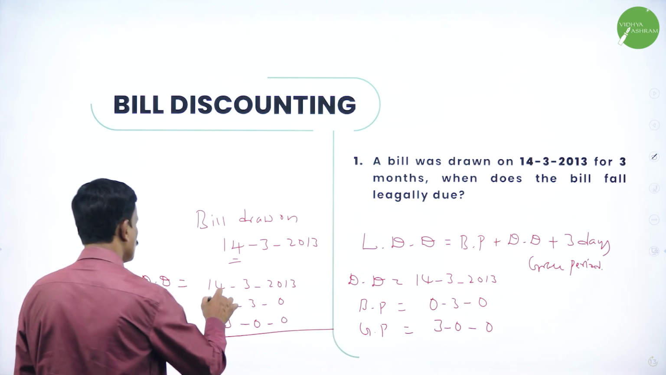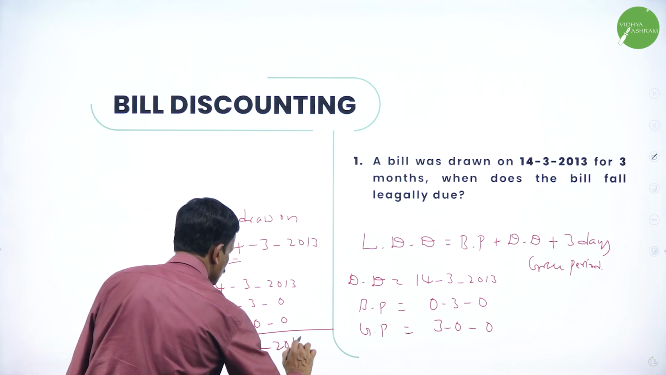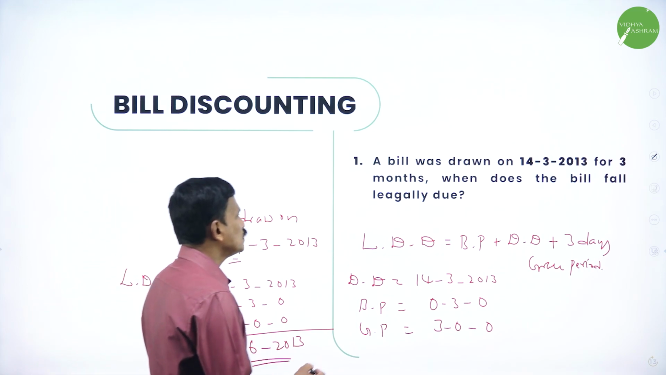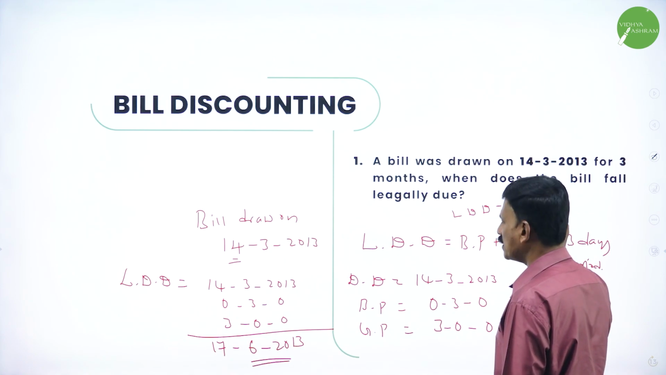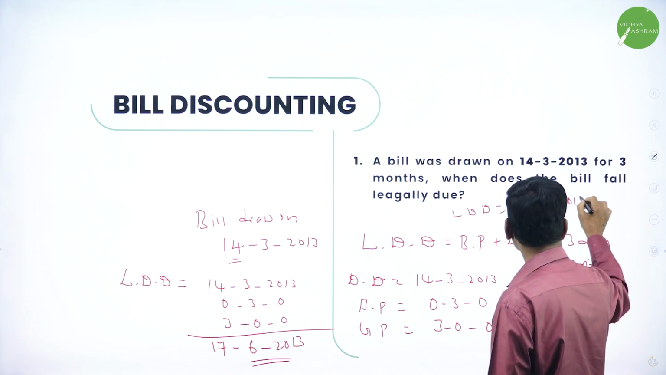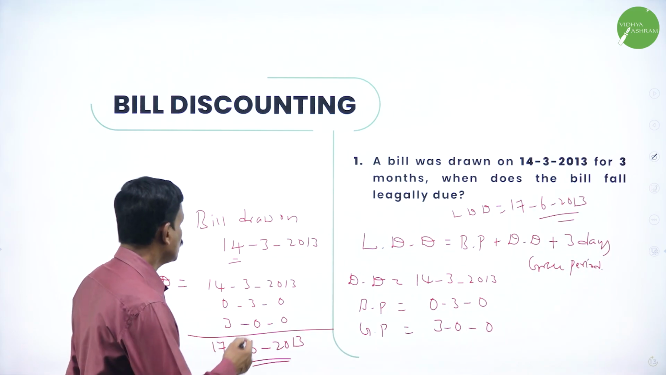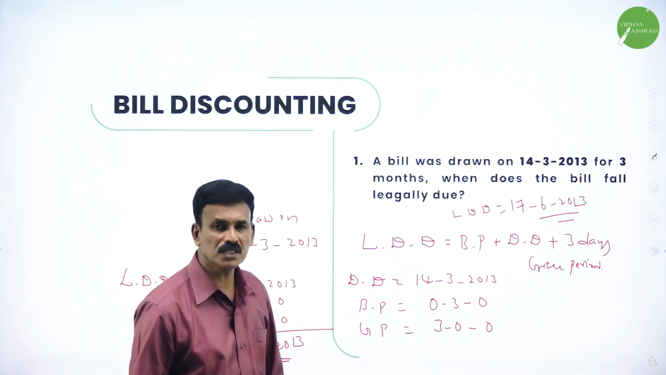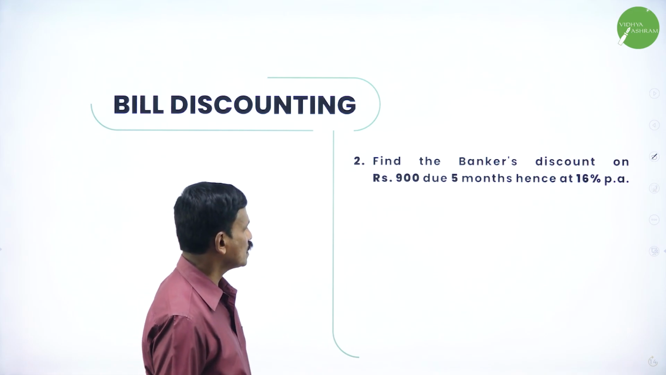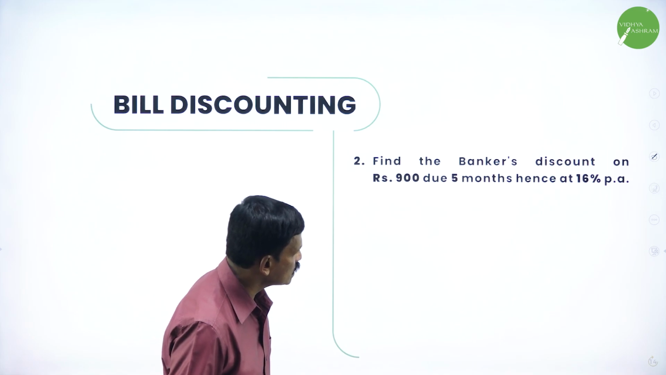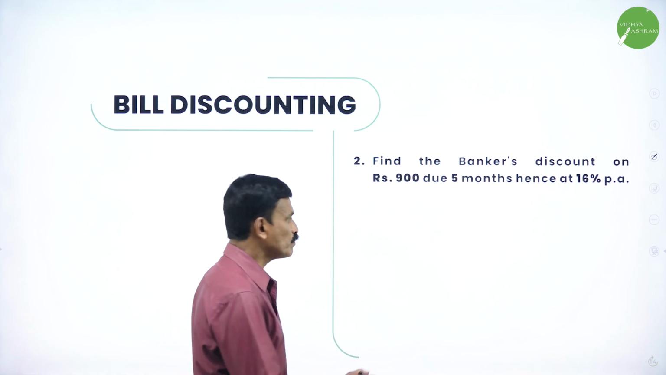What is this equal to? 14 plus 3, 17 days, 6 months, and 2013. This is the legal due date. So the legal due date is equal to 17/6/2013. That's it. Okay. Hope you followed. Correct. So the legally due date is 17/6/2013. Now move on to the next problem. Find the banker's discount on rupees 9,000 due 5 months hence at 16% per annum. Okay. Now what is the formula for banker's discount?